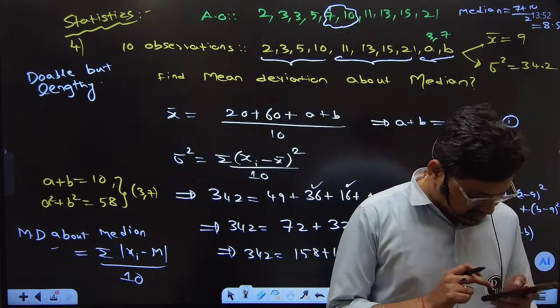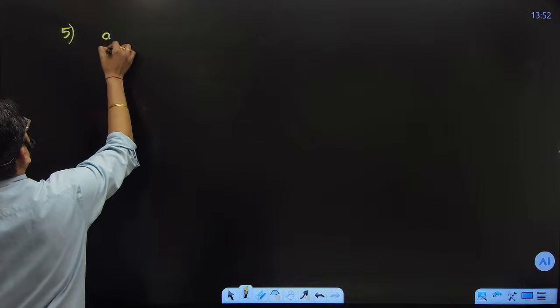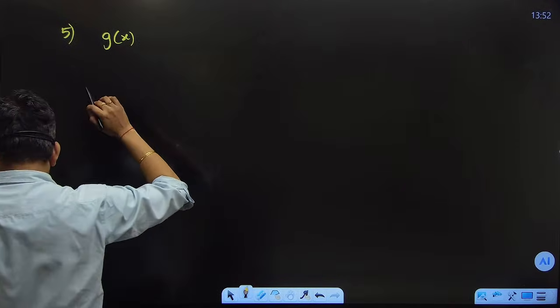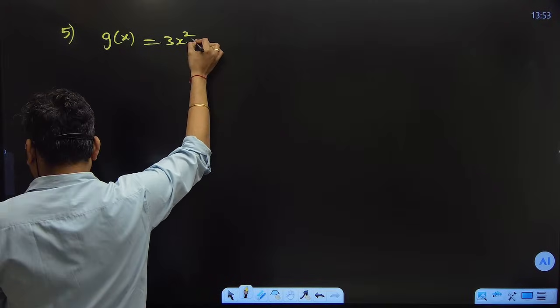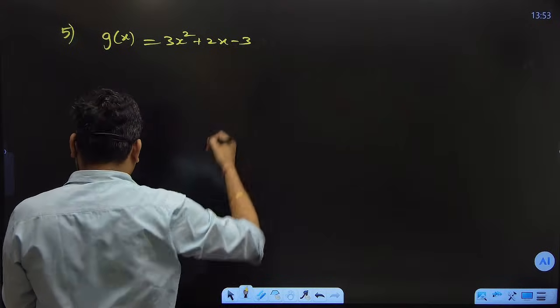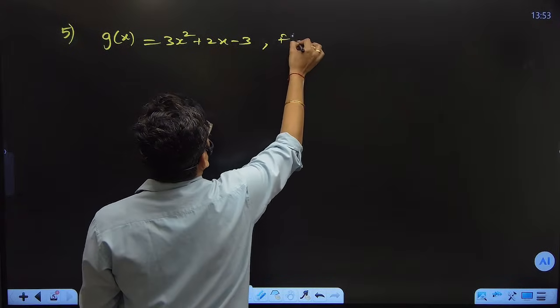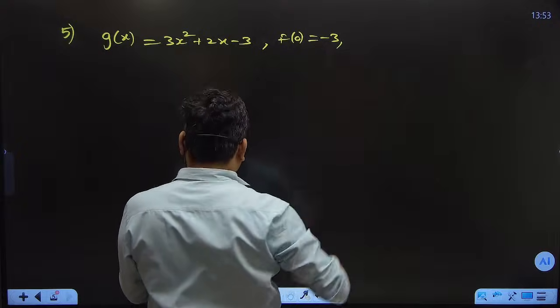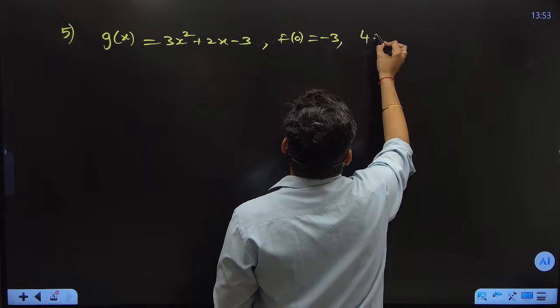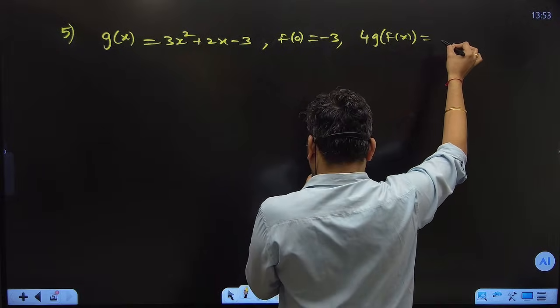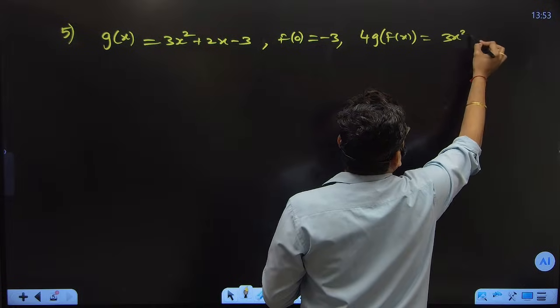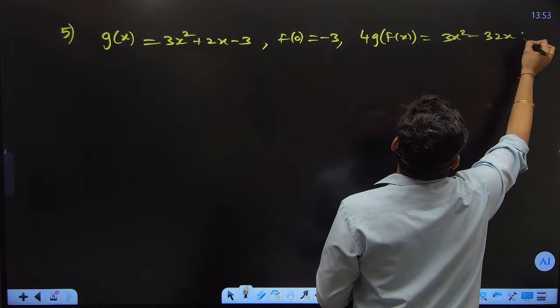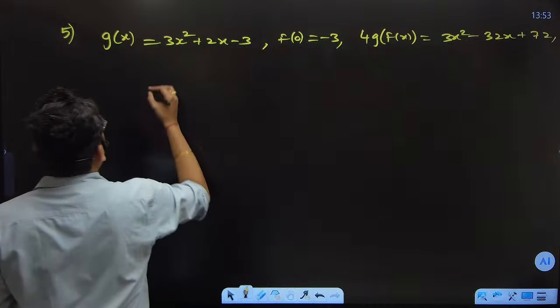Let me take one more question. This is the fifth question. g of x is given to you as 3x square plus 2x minus 3, and they have also given f of 0 as minus 3, and 4 times g composition f of x is given as 3x square minus 32x plus 72. Then they are asking you to calculate the value of f of g of 2.